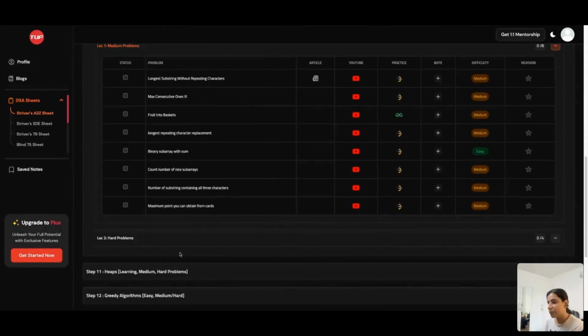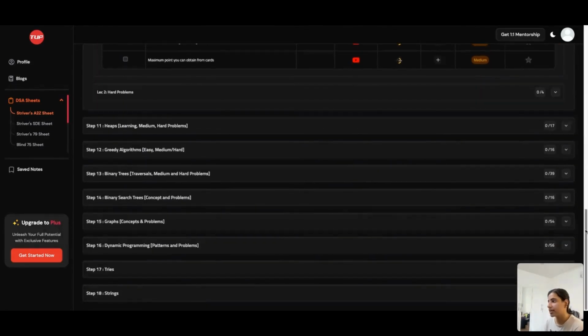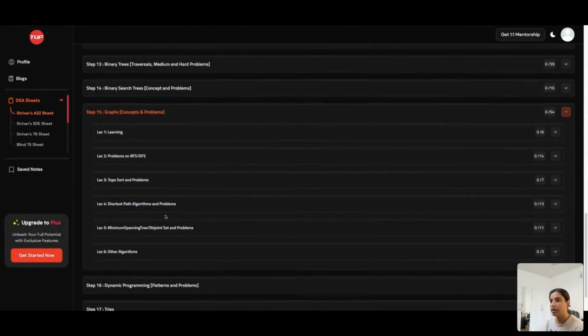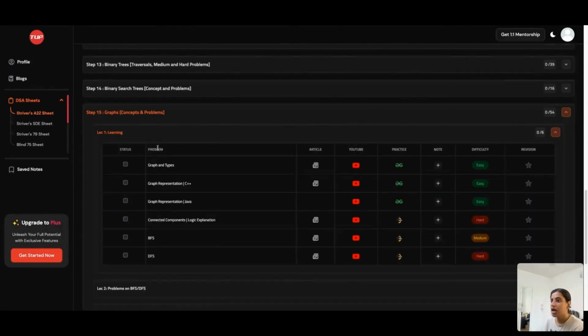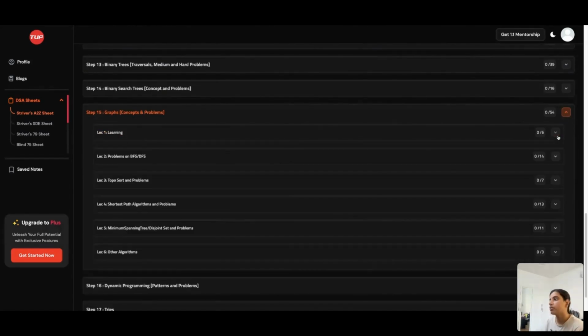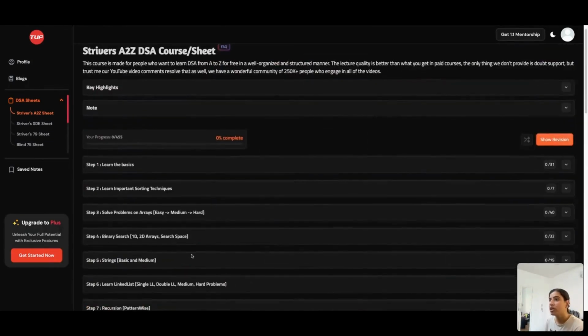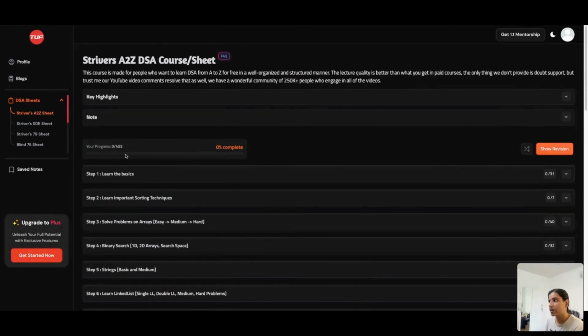So there are concept-wise problems, and if you toggle graph, you have this learning section where all the concepts related to the graph are explained, and then you can go ahead and practice topic-wise problems, right? So this can be helpful to you. There are like 445 questions. You can prefer going through this sheet. It can be really helpful. This is only when you have a lot of time left to practice.